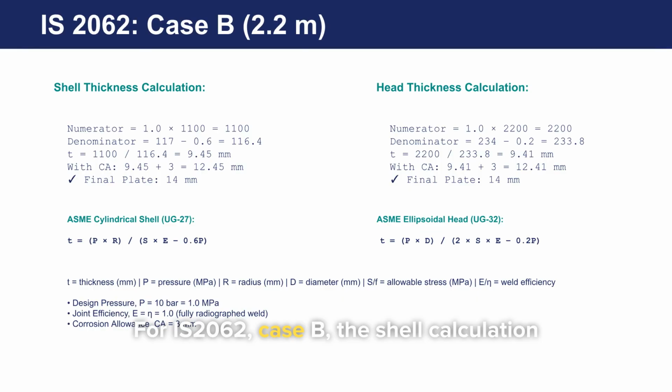For IS 2062, Case B, the shell calculation requires 9.45 millimeters, including the corrosion allowance, which rounds up to a 14 millimeter plate. The head calculation similarly results in a 14 millimeter final plate selection.